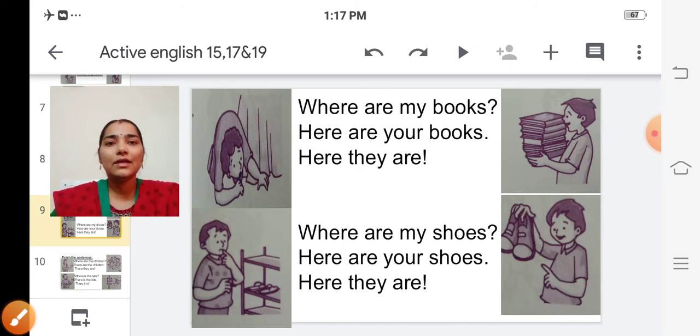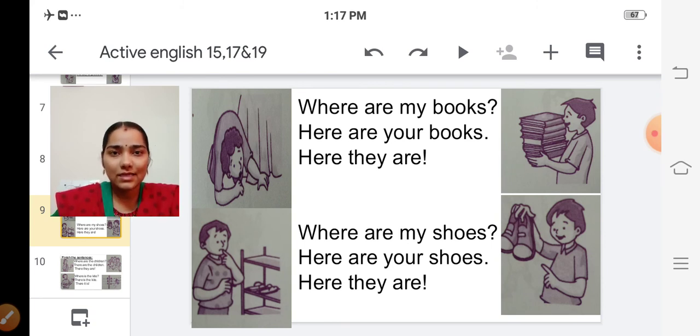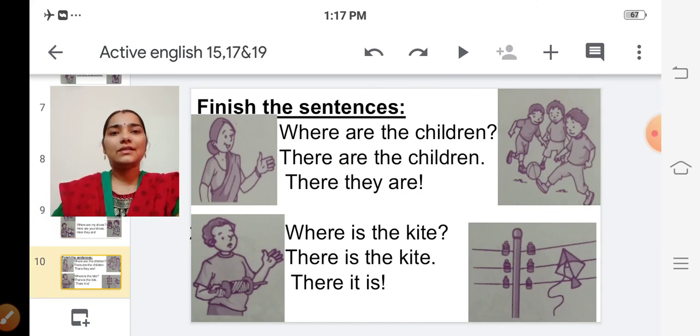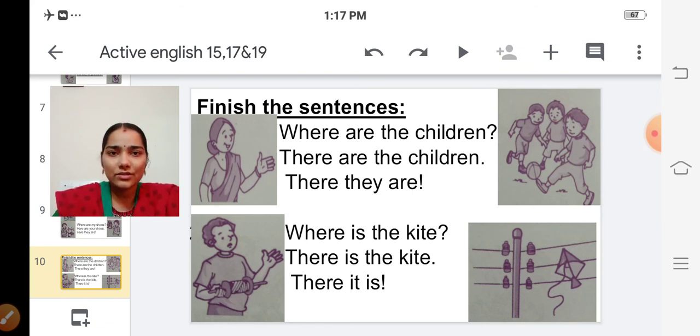So the remaining will be home assignment for you. Okay, children, look at the picture and understand what he is asking and answer the questions. Next one is finish the sentences. Here also we are going to look at the picture and understand the question and we have to answer. Okay, children?